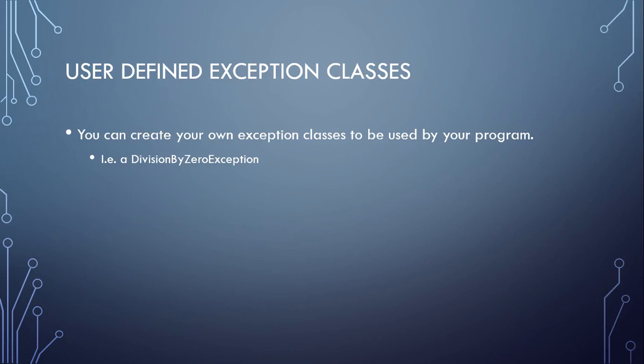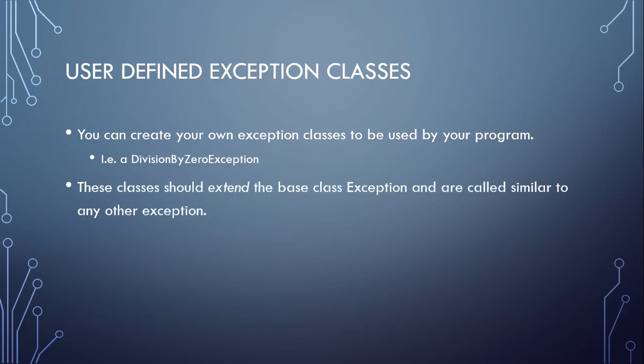So if your program, let's say it was a calculator, and you didn't want it to crash every time someone was going to be a smart aleck and said, hey, I'm going to divide by zero and break the computer. Nope, your program says that's a divide by zero exception, and now we're going to handle that. These classes, of course, should extend the base class exception and are similar to any other exception in how they're called. All right, now remember when I say extend, that means in the class name. So like if we had our divide by zero exception, it would be divide by zero extends exception.